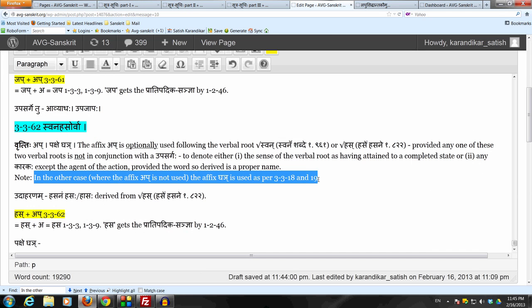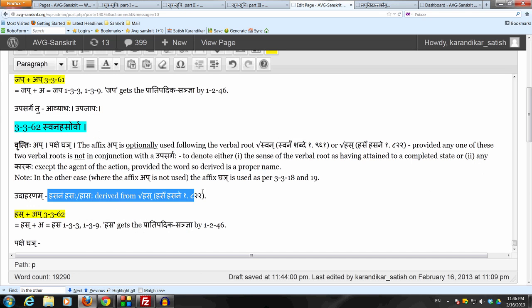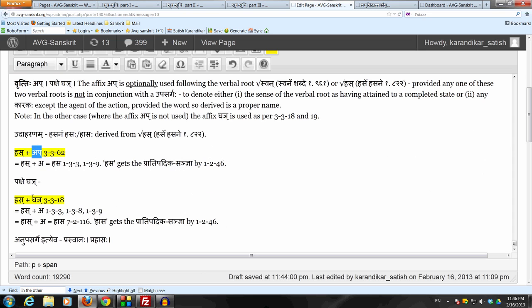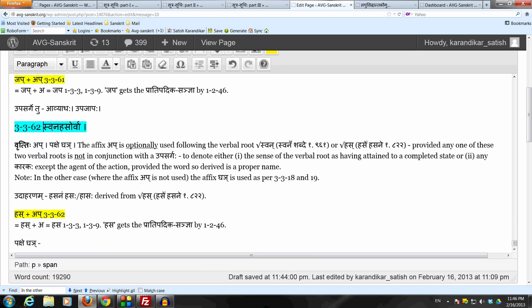Let's take hasanam hasaha athava hasaha, derived from the verbal root has, which is hase hasane in the bhvadiganaha. So here we have two forms, one by applying the affix up and the other by applying the affix ghai. In the case we apply the affix up pakshe, we take has plus up. By this sutram Svanahasor Va, in the absence of this sutram we'd have to use ghai necessarily. We would not have had the form hasa, but now this sutram allows us to use the affix up optionally.